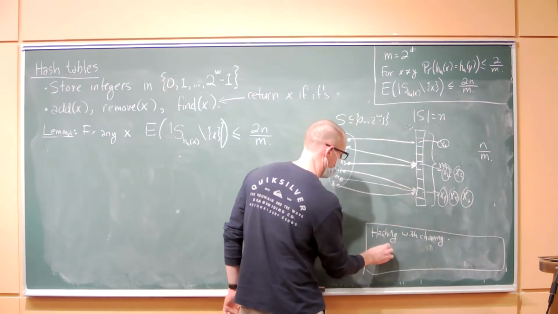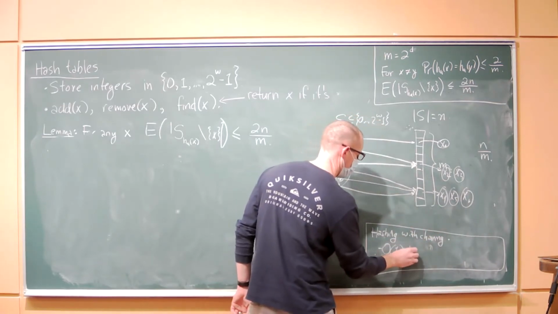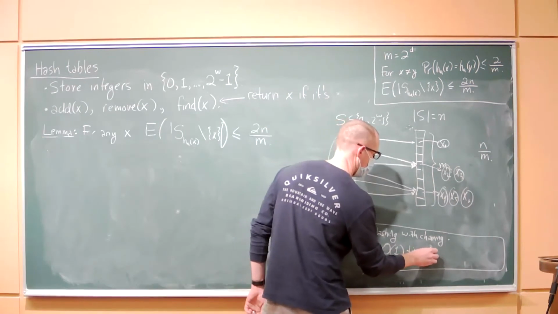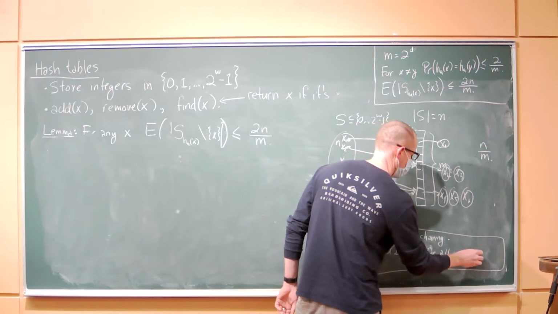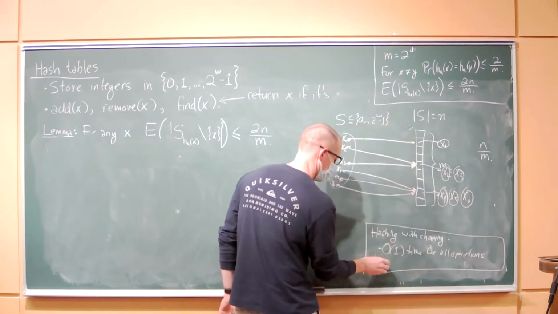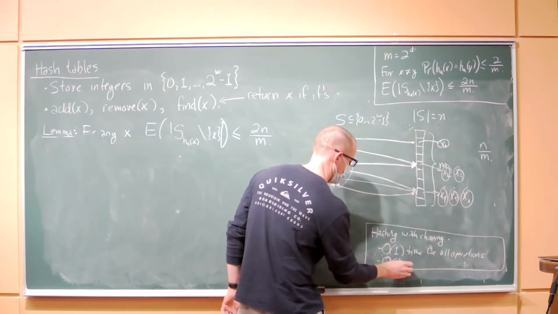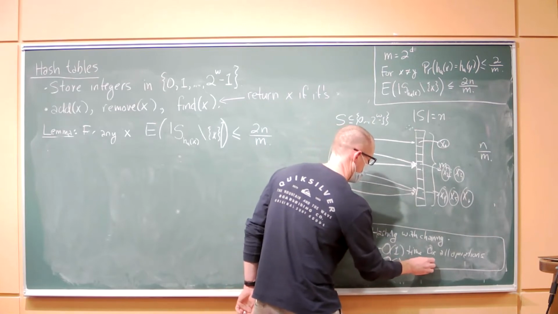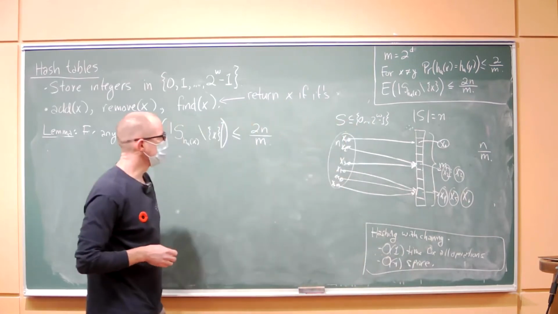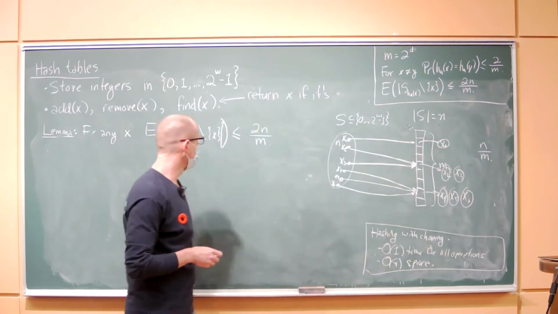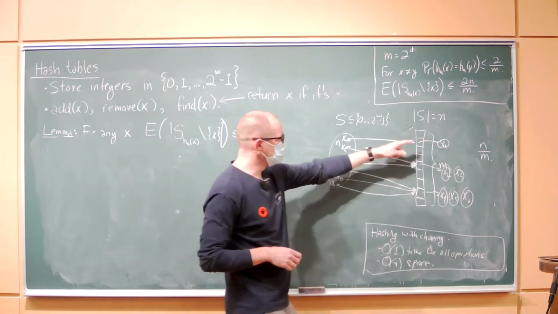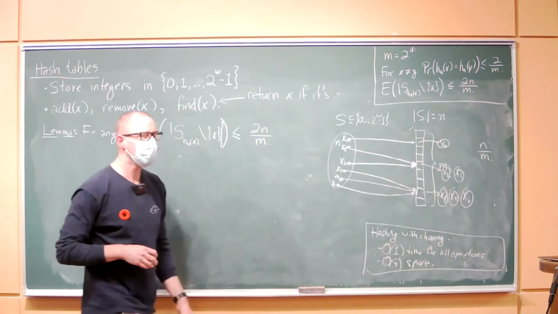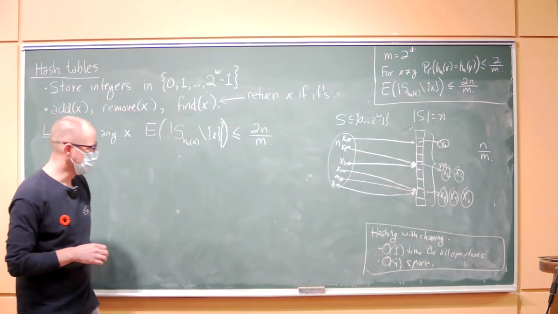And it's O(1) expected time for all operations, and O(n) space, because all you've got is one table of size m, which is roughly the same as n, plus these lists, but the total length of all the lists is only n. So that's good.